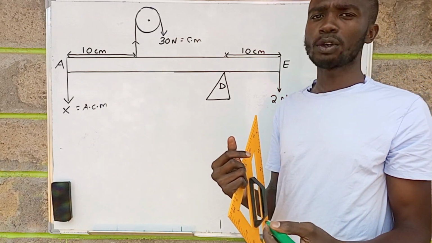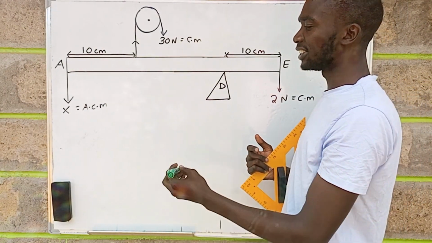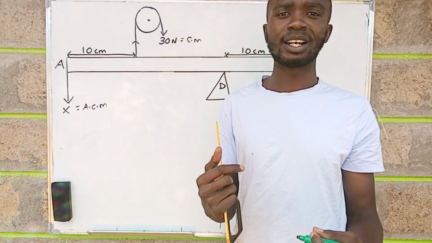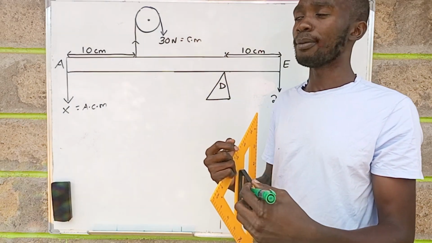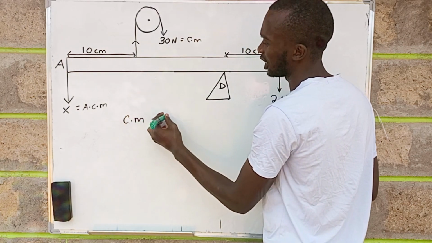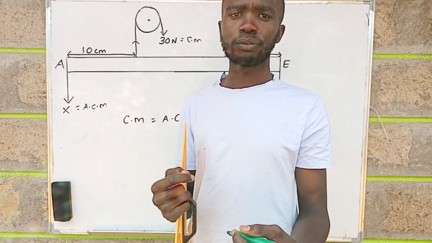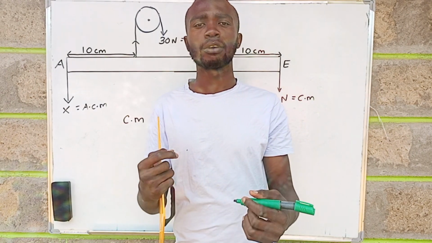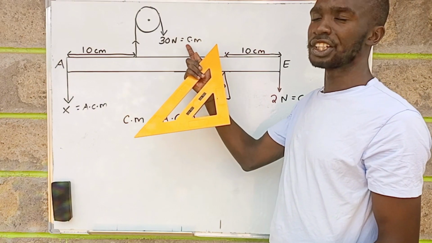Now, for us to apply the principle of moments, for a system in equilibrium, the sum of clockwise moments about a point must always be equal to the sum of the anti-clockwise moments from the same point. So the sum of the clockwise moments must be equal to the sum of the anti-clockwise moments. Now, the moment of a force is the product of force multiplied by the perpendicular distance from the point of action. So in this case, for the clockwise moment, we have a force of 30 newtons.